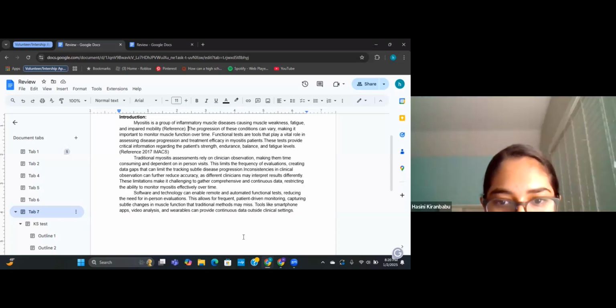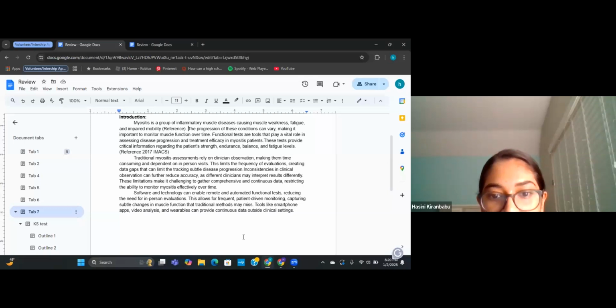And then continuing, traditional myositis assessments rely on clinician observation, making them time-consuming and dependent on in-person visits. This limits the frequency of evaluations, creating data gaps that can limit the tracking of subtle disease progression. Inconsistencies in clinical observation can further reduce accuracy, as different clinicians may interpret results differently. These limitations make it challenging to gather comprehensive continuous data, restricting the ability to monitor myositis effectively over time.